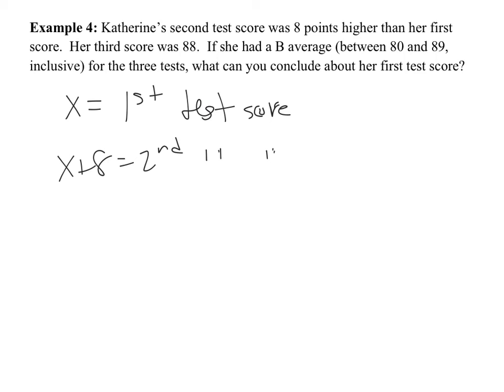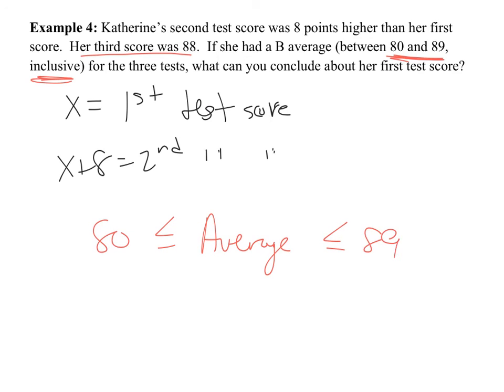Good. So we know it's 8 points higher than the first one. The third test score was an 88. So that's easy. We know it's an 88 already. We don't have to write anything down for that. If she had a B average, which is between 80 and 89, inclusively, meaning including those endpoints, for the 3 tests, what can you conclude about her first test score? So we know average is between 80 and 89. That's our first statement, right? That's how we write between.